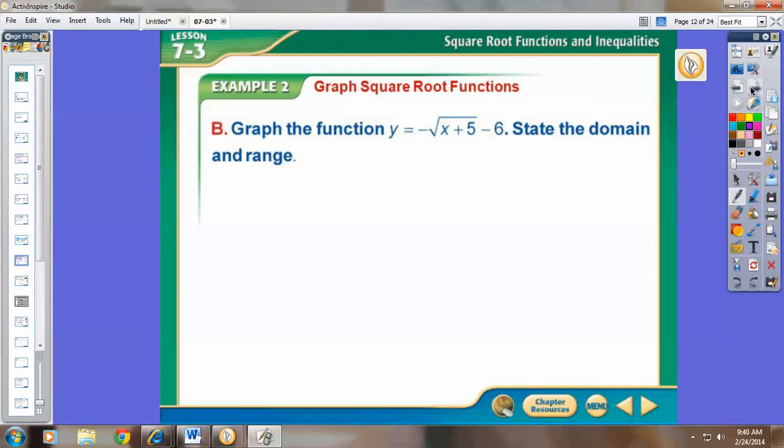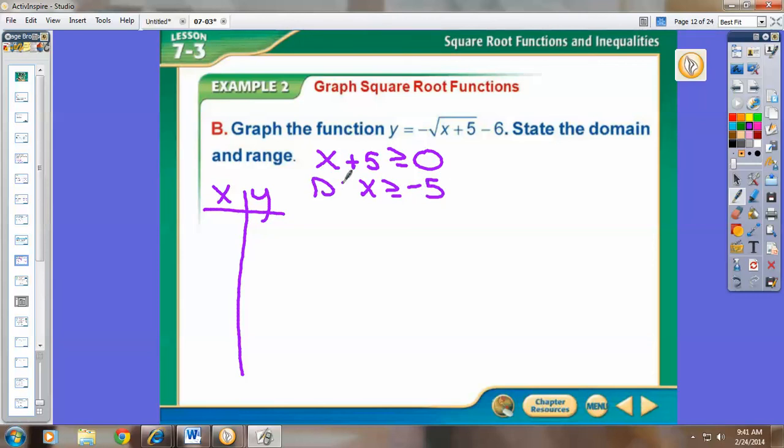First thing we need to know is what numbers we can put in, right? We can't even do our XY chart until we know that. So it all depends on this radicand. That x plus 5 has to be greater than or equal to 0. So what is our domain? If we solve, x is greater than or equal to -5. There's our domain. Now I could put in -4, -3, -2, -1, 0, anything that's bigger than -5, right?